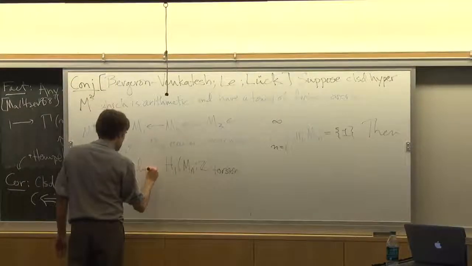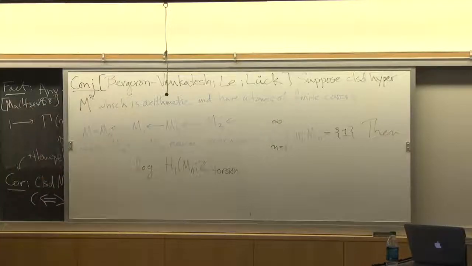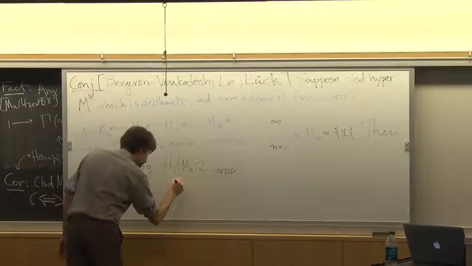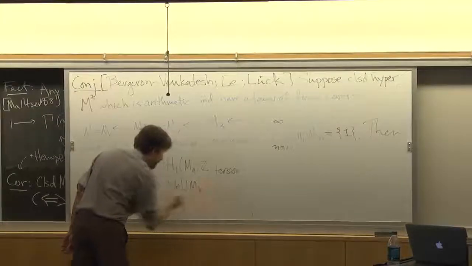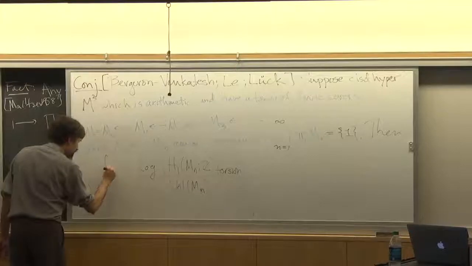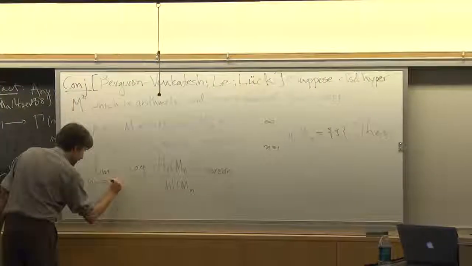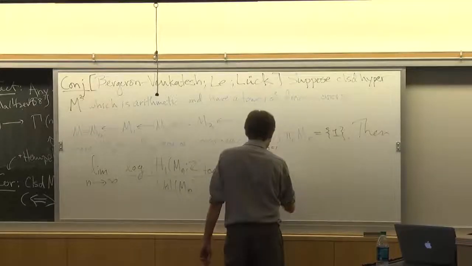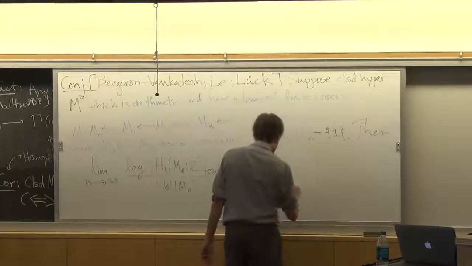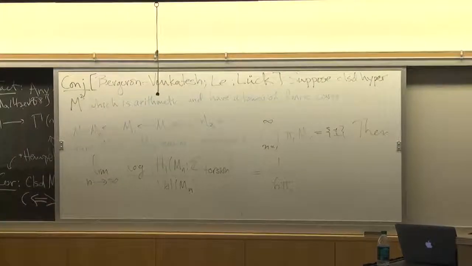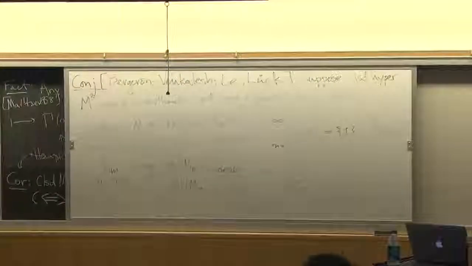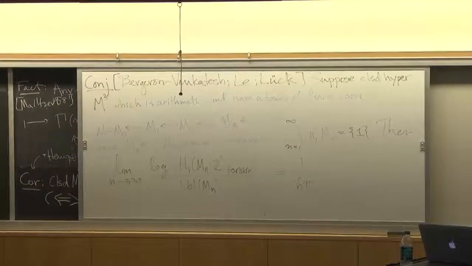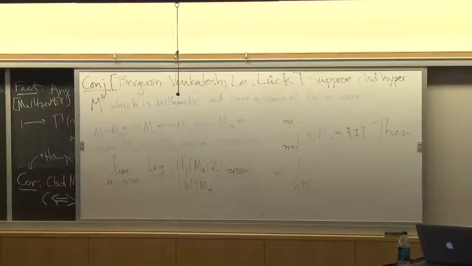So to put that in a formula, if we take the size of that group, take the log of that, divide by the volume of the manifold, then this limit, A, should exist and should be equal to 1 divided by 6 pi. That's the conjecture. Well, let me rewrite this conjecture slightly, which will only make it seem more mysterious.